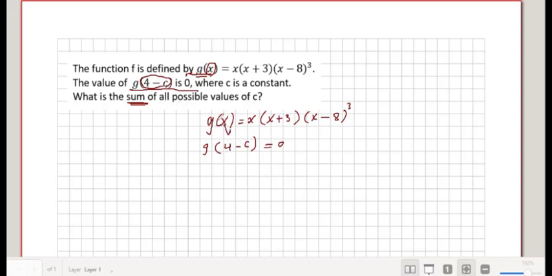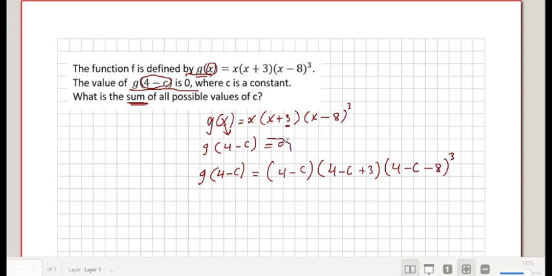And instead of x, we write 4 minus c. So g of 4 minus c is equal to x, which is 4 minus c also, but you have to put them between a pair of parentheses. And then x again, which is 4 minus c, plus 3. And then the third factor is x, which is replaced by 4 minus c, and then minus 8, all to the power of 3.